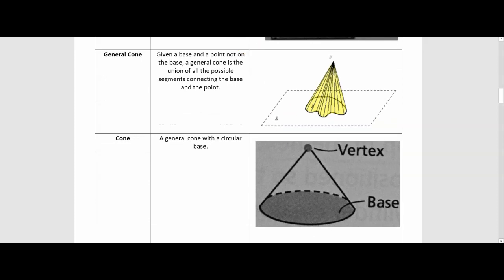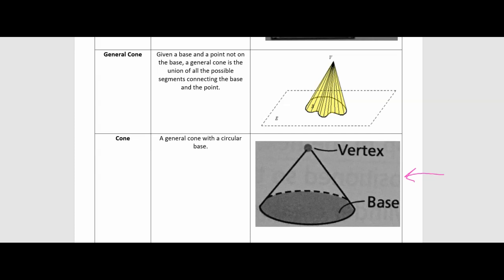Cones, specifically general cones. I can just look at this picture. You guys are familiar with this type of cone, but we have general cones, which can look a little different. The definition of a general cone is that there's a base and a point somewhere that's not on the base, and then we draw as many, and when I say as many, I mean an infinite number of segments from the point to the base.